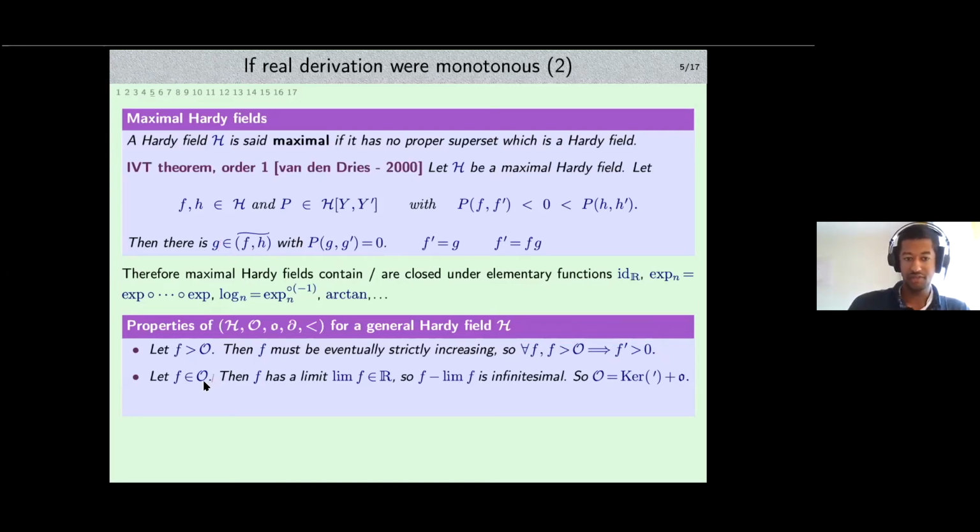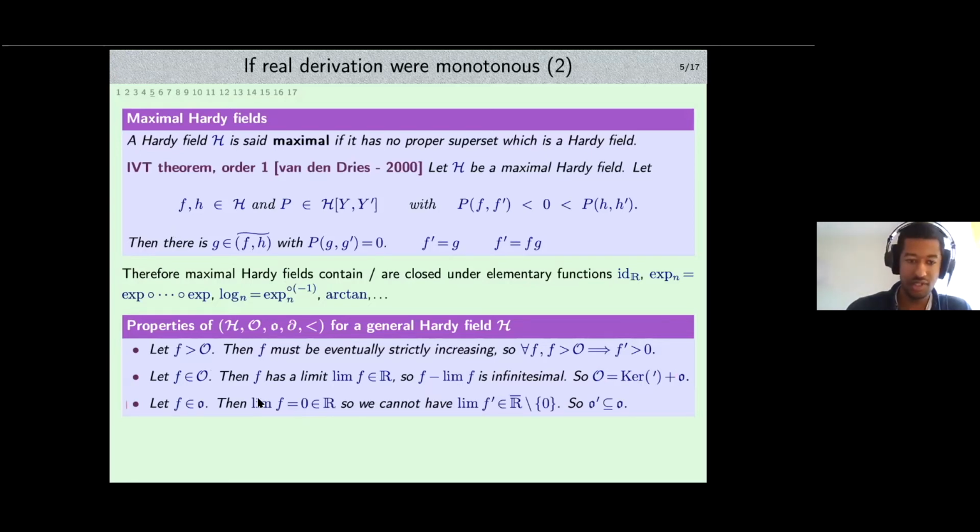Second, if you take a germ which is finite, then it has a finite limit, and so f minus that limit has 0 as a limit, and so it's infinitesimal. So this proves one direction, the other one is easier. That the valuation ring is the kernel of the derivative plus the maximal ideal.